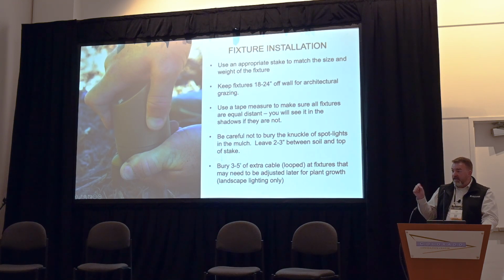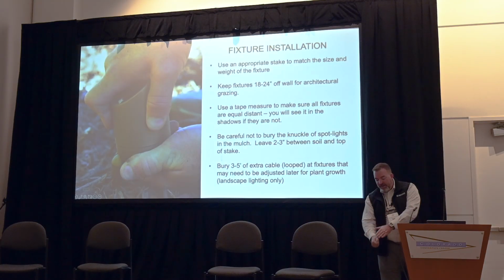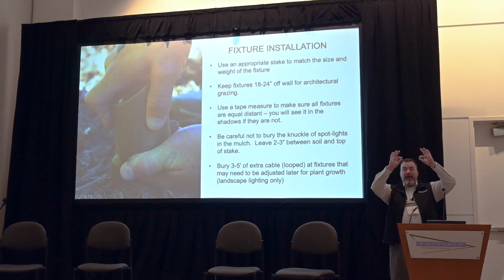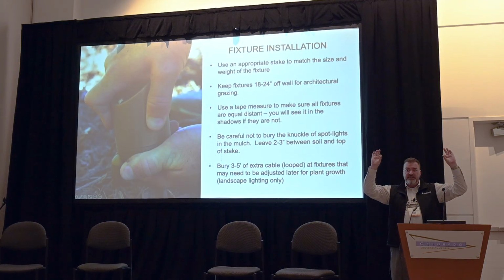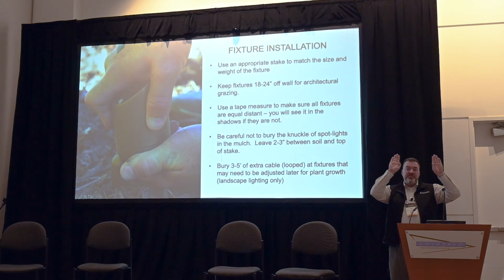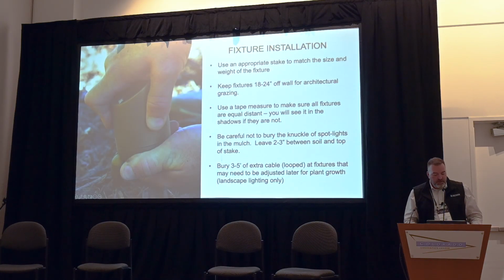I give our techs tape measures. I say take a tape measure, go out, and measure off. Every single fixture is going to be exact, because if you have little overhangs in your architectural details and one is back even a couple inches more than the other, you're going to see it in the shadows, and the length of the shadows above it is going to be mismatched. So just make sure, tape measure everything, get it even all the way across your architecture.